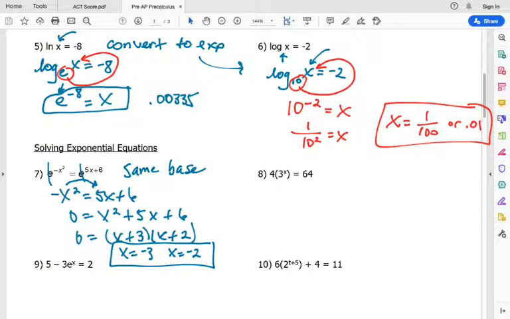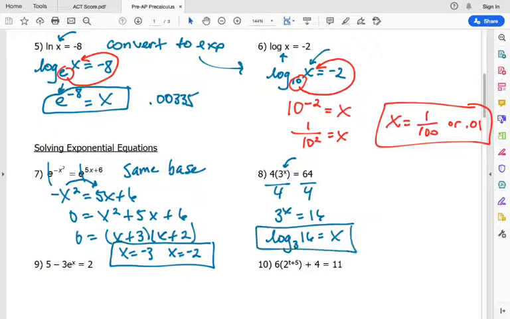All right, on number 8, our variable that we're looking for is an exponent, so I need to convert it to a log function. But before I do that, I need to isolate this. I need to get rid of that 4. So first thing I'm going to do is divide both sides by 4, and that gives me 3 to the x equals 16. And then I'm going to solve for x by converting it to a log function. So that'll be log base 3 of 16 equals x. And this is an exact answer. If I had asked you for a decimal answer, you would have said 2.523.